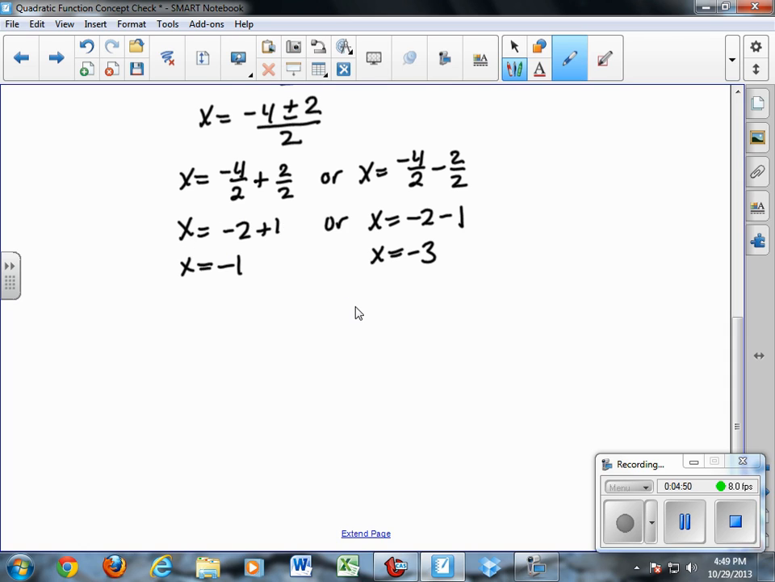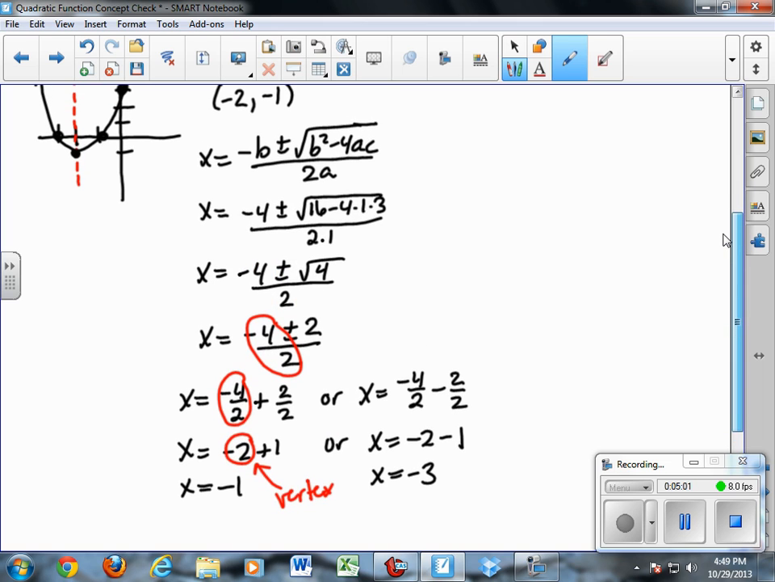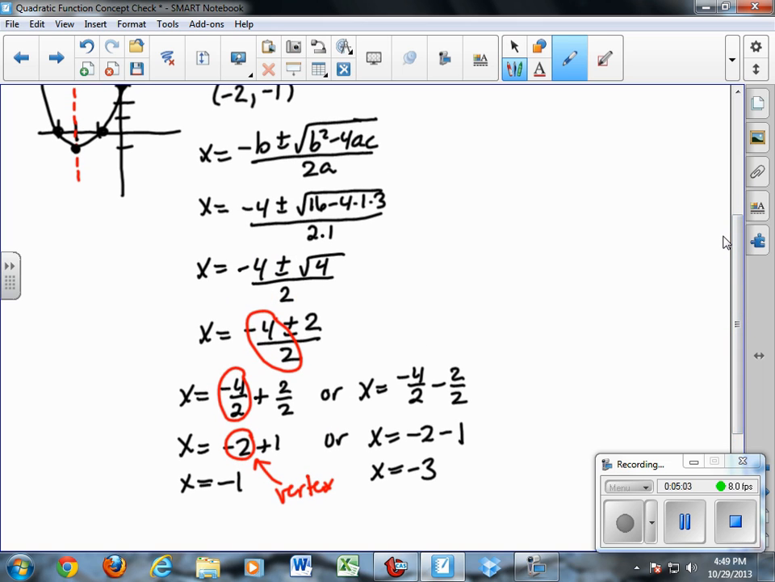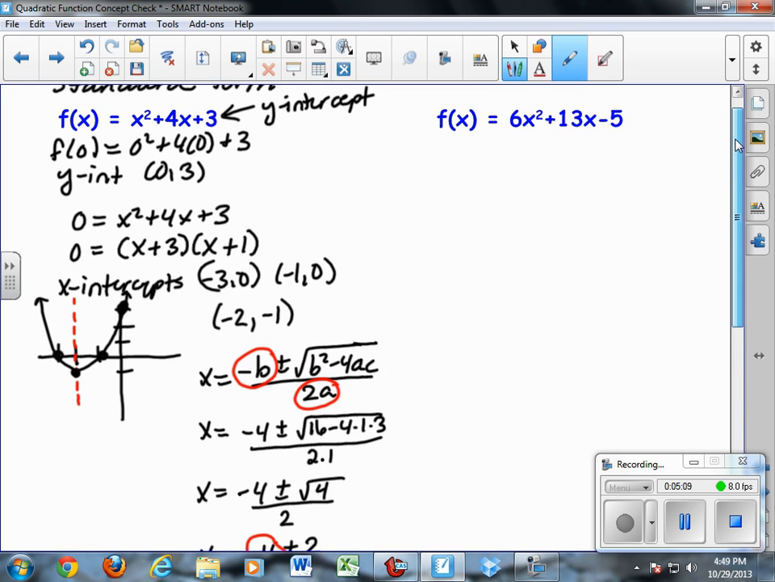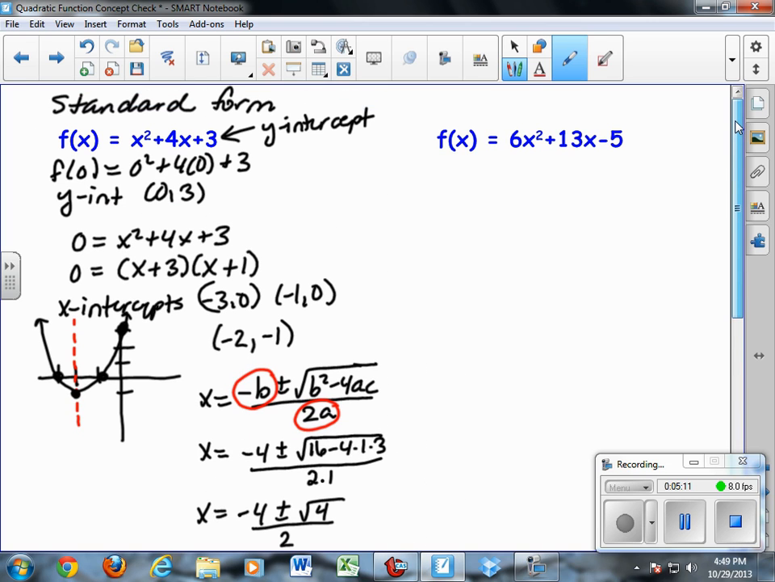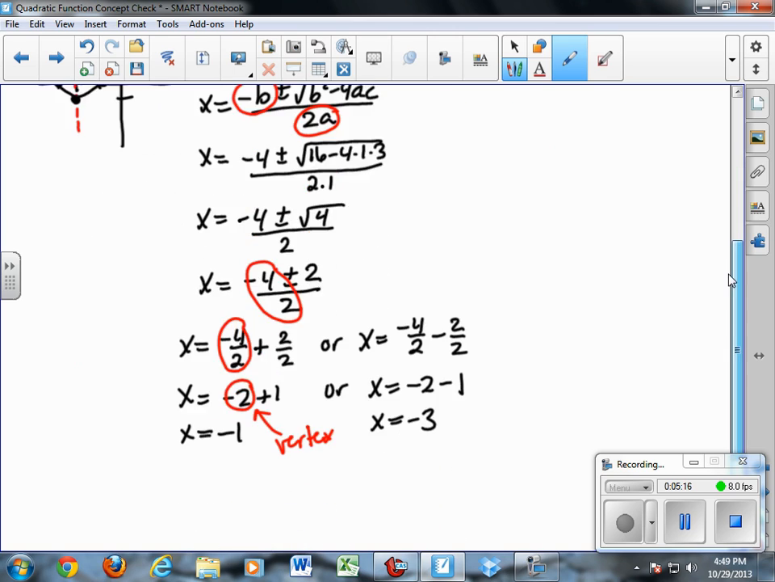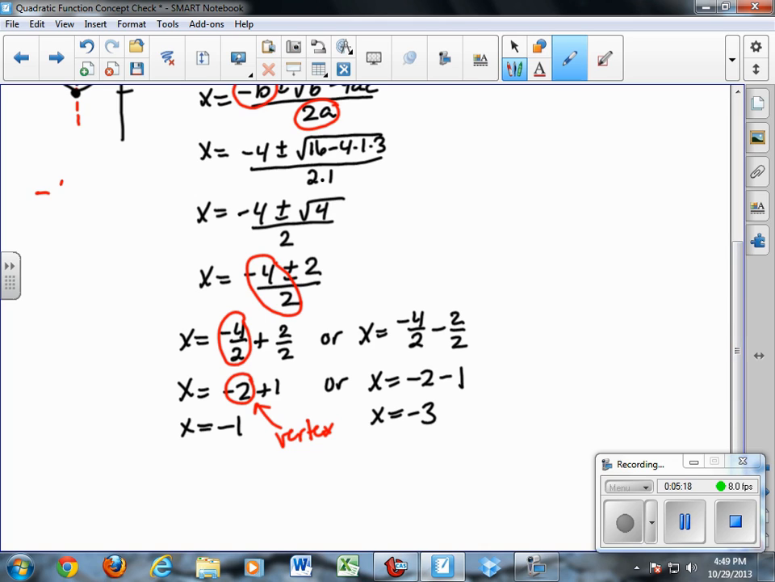This number right here is my vertex. Where did that come from? If we trace that all the way back, where did that number come from? Negative b over 2a. So if I go back and look at my original equation, negative b, negative 4 over 2 times 1. Negative 4 over 2 times 1 is equal to negative 2.